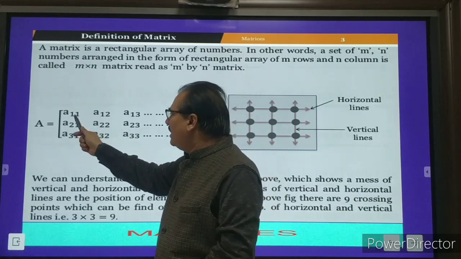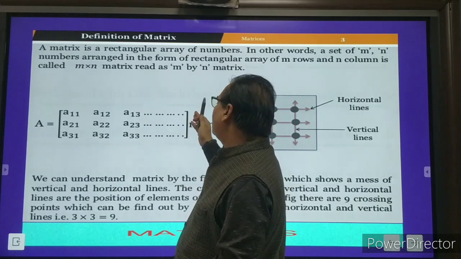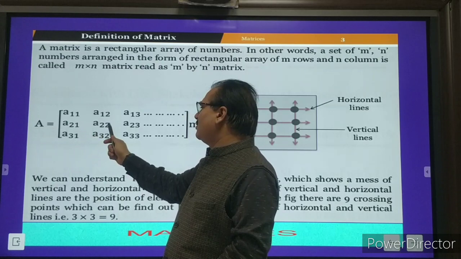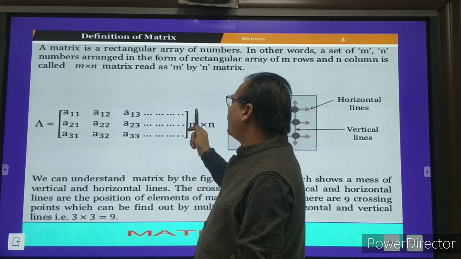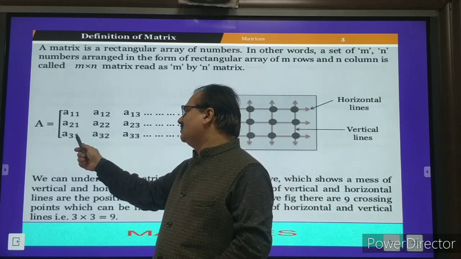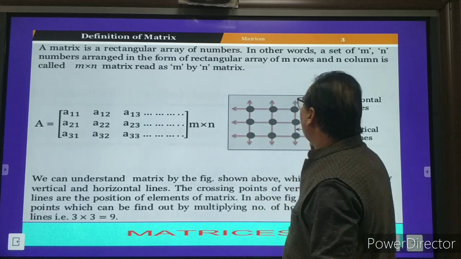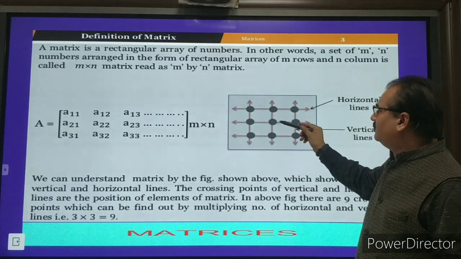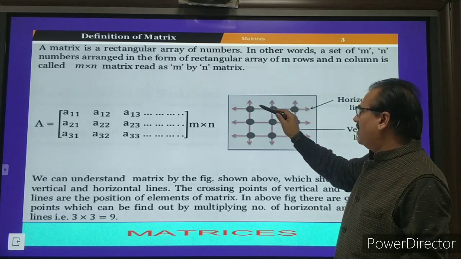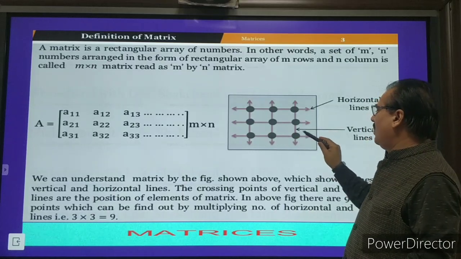Here A11 stands for first row, first column; first row, second column; first row, third column; and so on. You can write first row, nth column. Similarly, A21 is second row, first column; second row, second column; second row, third column, up to second row and nth column. Similarly, A31 is third row, first column; third row, second column; third row, third column, and so on. If you look at the pattern, at the joints of the horizontal and vertical lines, we have A11, A12, A13, A21, A22, A23, A31, A32, and A33.